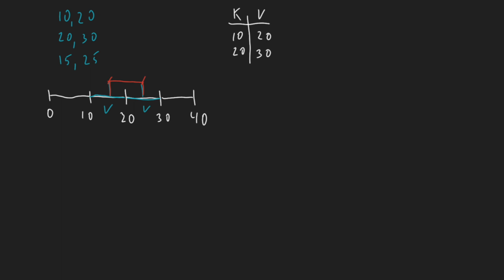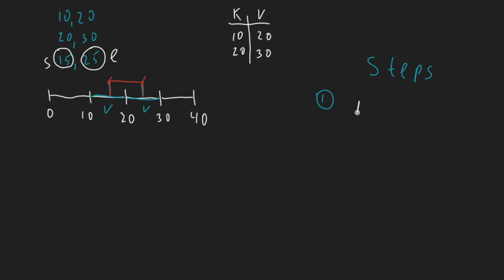Let's define our steps. What would be our first step? Let's just call this one start: 15 is the start, and 25 is the end. So the first thing that we need to do is find the key from our hash map that is the largest key that is less than our start time. So in our case, the largest key which is less than our start time is 10.